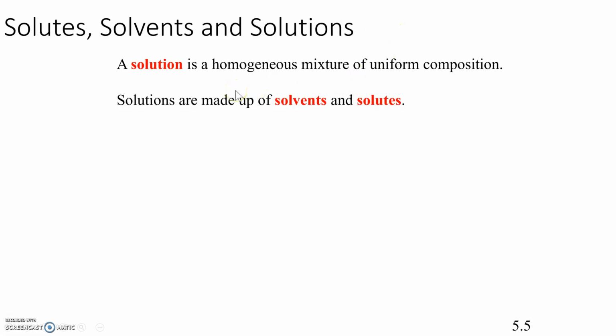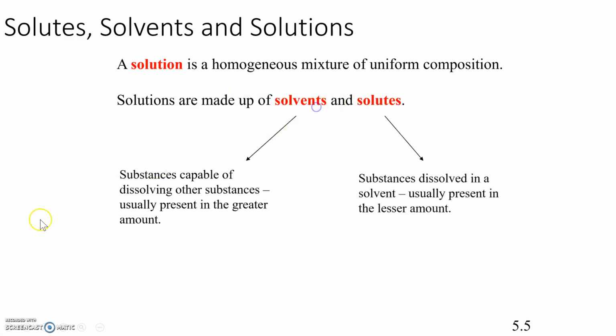When we talk about something dissolving in water, we are talking about a solution. A solution is a homogeneous mixture of uniform composition. A solution is composed of a solvent and solutes. The solvent is a substance capable of dissolving other substances. This is usually present in the greater amount.